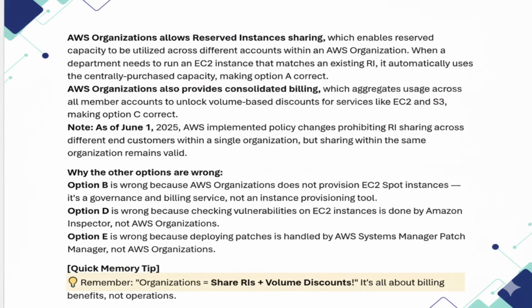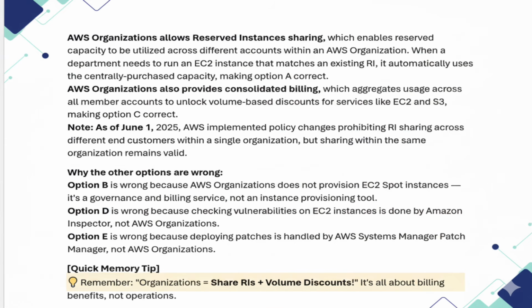AWS Organizations allows reserved instances sharing, which enables reserved capacity to be utilized across different accounts within an AWS organization. When a department needs to run an EC2 instance that matches an existing RI, it automatically uses the centrally purchased capacity, making option A correct. AWS Organizations also provides consolidated billing, which aggregates usage across all member accounts to unlock volume-based discounts for services like EC2 and S3, making option C correct. Note, as of June 1st, 2025, AWS implemented policy changes prohibiting RI sharing across different end customers within a single organization, but sharing within the same organization remains valid.